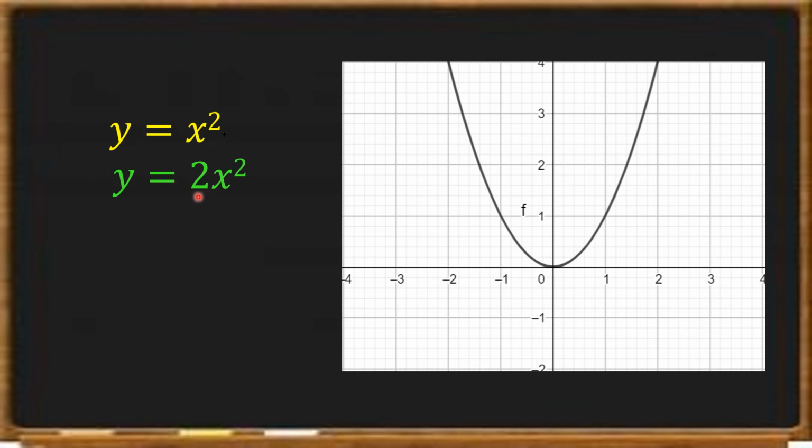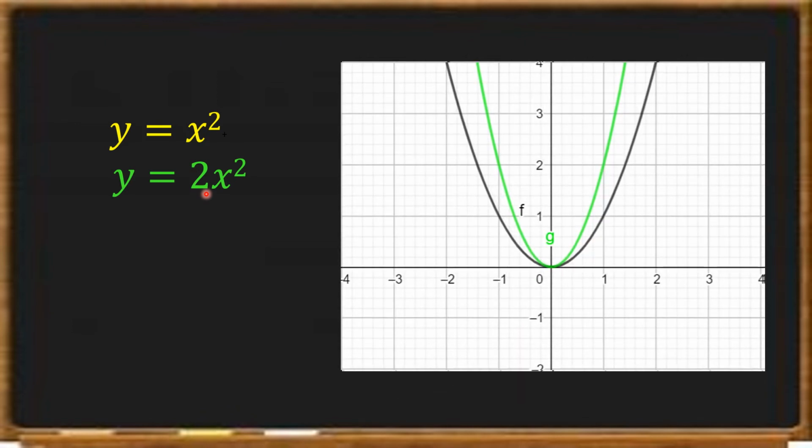Okay, what if we change it into y equals 2x squared? Your a becomes 2, so higher than 1. What will happen to the graph or to the parabola? Okay. So observe the green parabola here. From the black parabola, what happened?